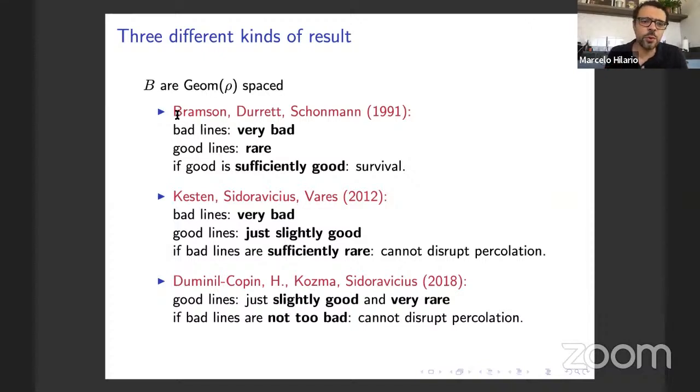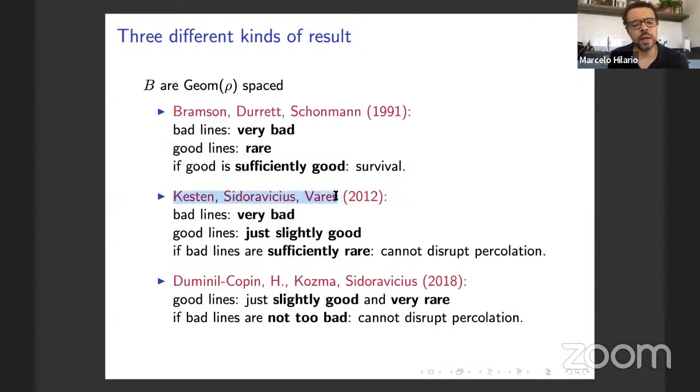And so in this paper, Bramson, Durrett, and Schonmann consider the contact process, and they have these good lines in the direction of time. So it's oriented in the direction of good lines. And let us assume that the other lines are very, very bad. And these good lines are rare. If you make these good lines sufficiently good, then the contact process still survives.